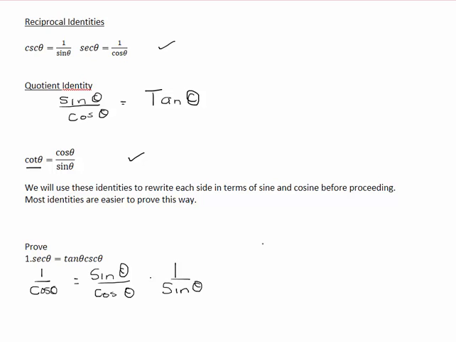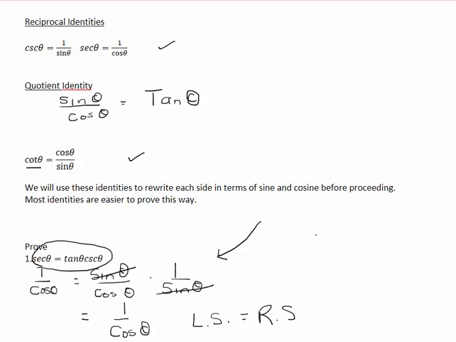So again, we work with our most complicated side first to try and simplify it. So that'll be the right side. I see that my sine theta and my sine theta will cancel out. So on my left side, I'm equal to 1 over cos theta. And there it is already. The left side is equal to the right side. So I've proven our original statement true, that secant theta will always be equal to tan theta multiplied by cosecant theta.